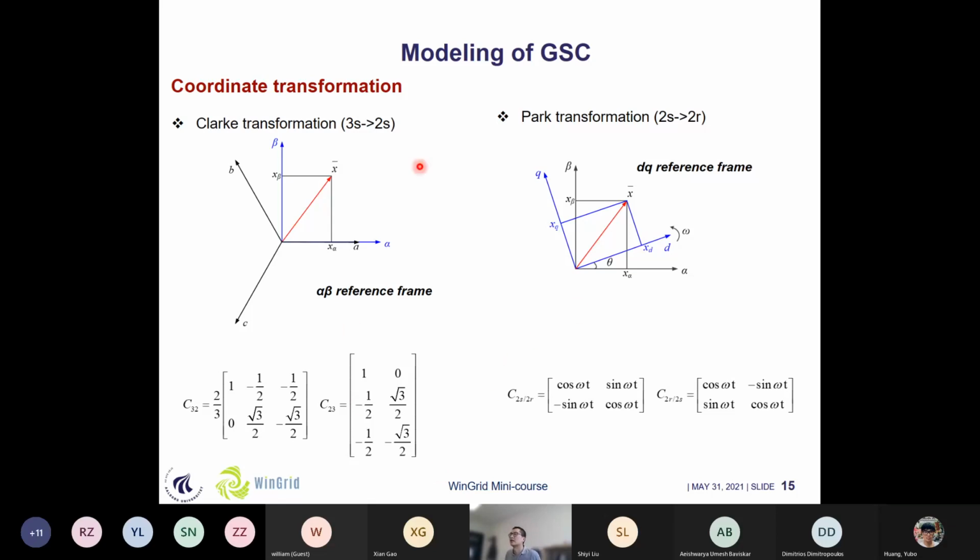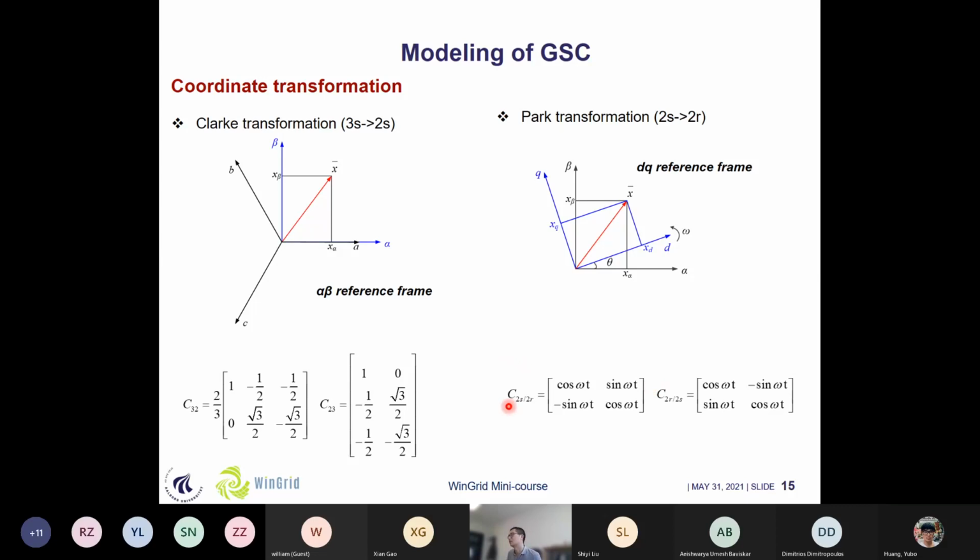And here is the Clark's transformation. Moreover, we can use these Park transformations to change from these two static reference frames to a two-phase rotating system. If we see from this picture, compared with alpha beta, the DQ reference frame is actually rotating with this omega. So if we want to change from alpha beta to the DQ reference frame, we need to use these equations to do the transformations.